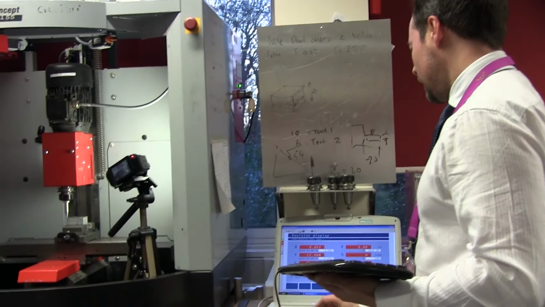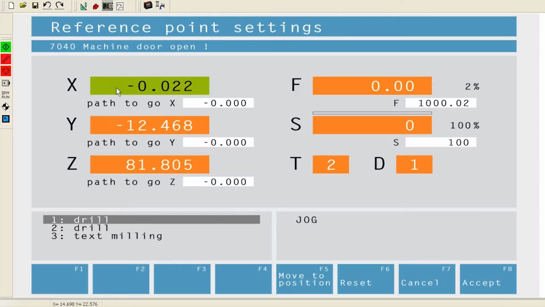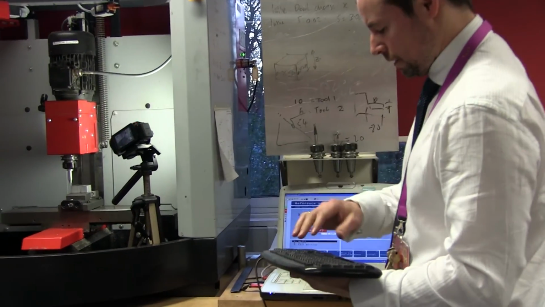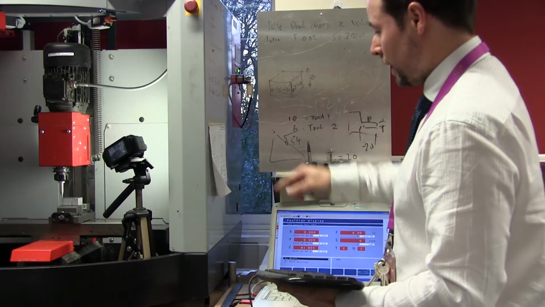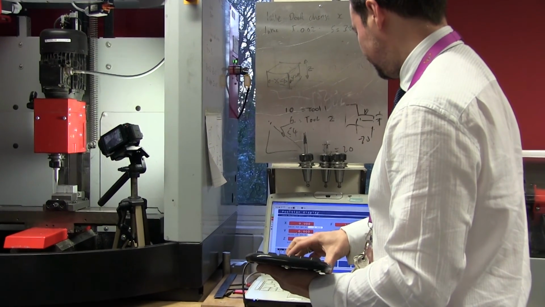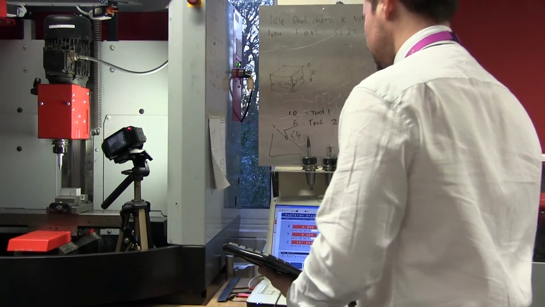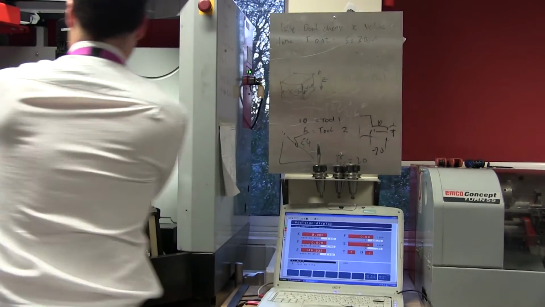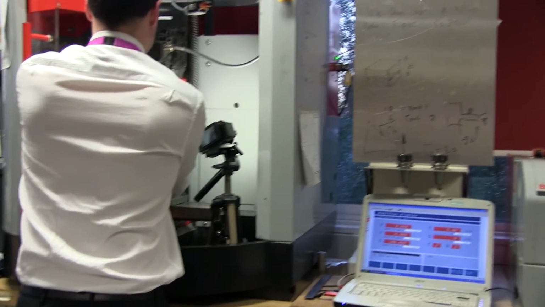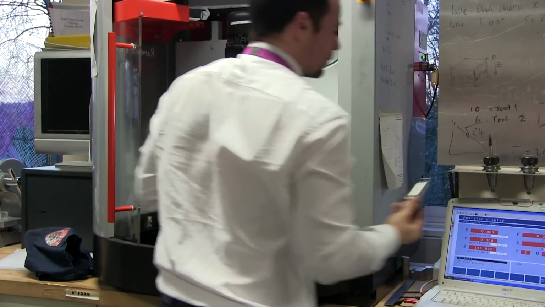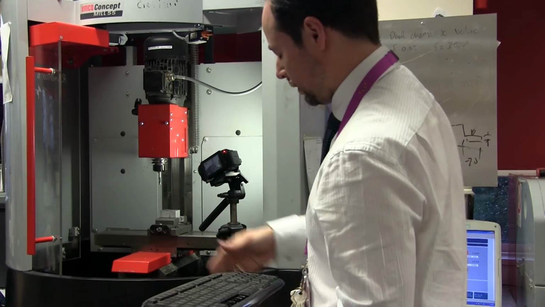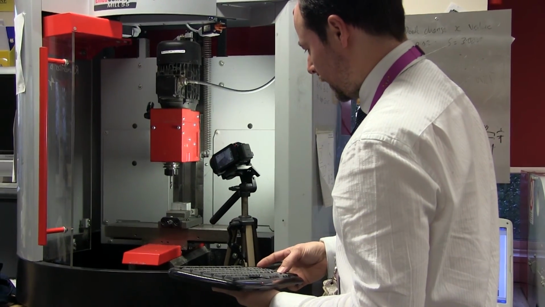So now I'm going to say in X, which is this way, I'm at 0. In Y, which is this way, I'm at 0. And Z, which is up and down, I can't put in yet because I haven't got the right tool in. So I'm going to lift this up, put in this 6mm cutter. So now I've got the 6mm in, I need to find the surface, the Z0. So bring the cutter down.